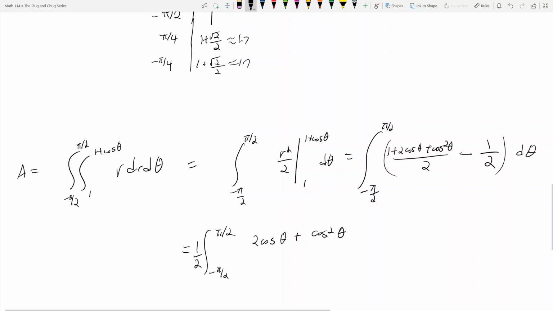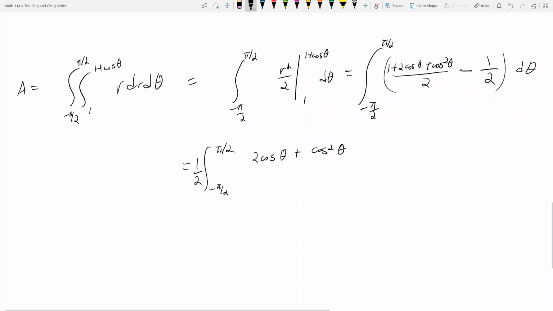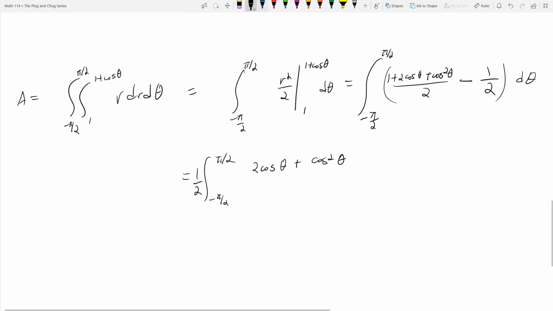Okay, cool. And now what? All right, now it's easy to integrate 2 cosine theta. We all know how to do that.